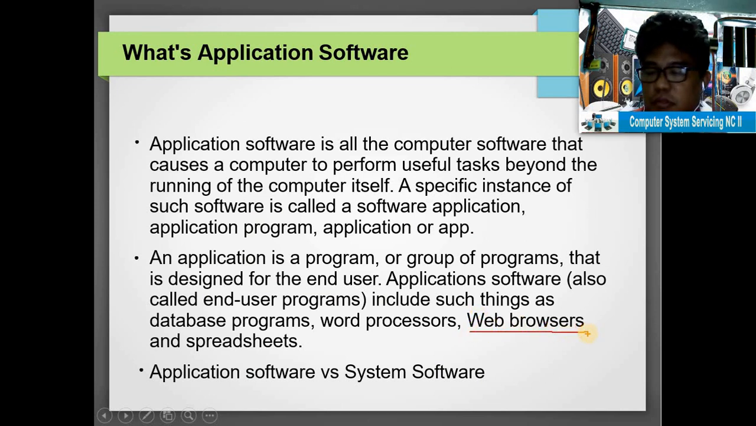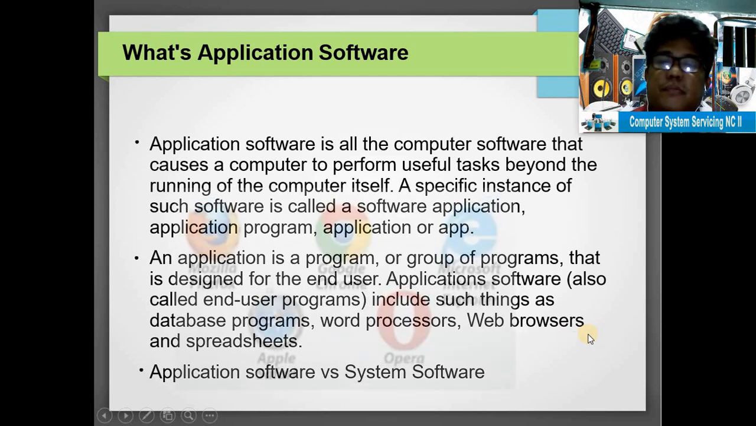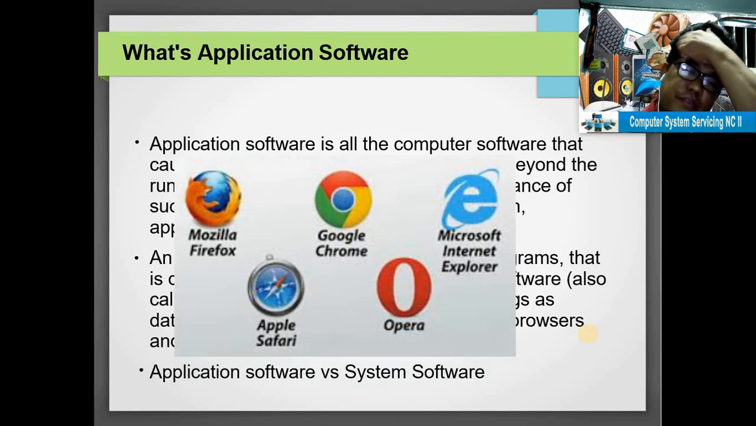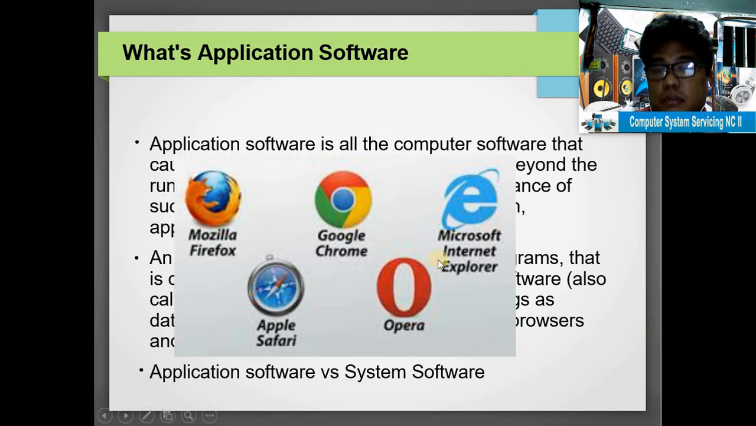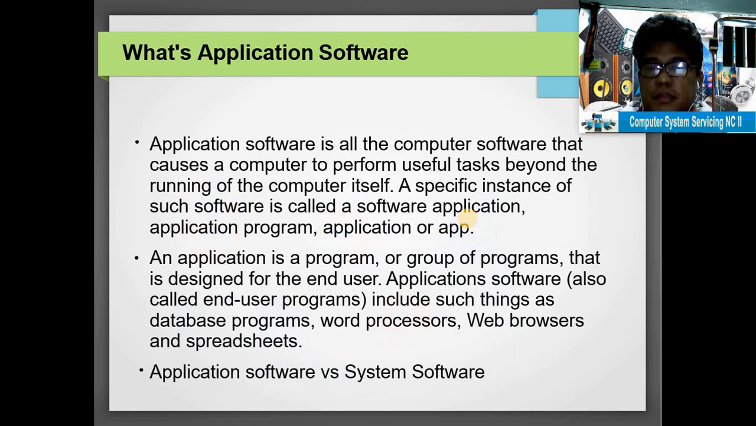So, example po ng web browser, we have Mozilla Firefox, Google Chrome, Apple Safari for Macintosh, Opera for Linux or Macintosh or Windows, and we have Microsoft Internet Explorer, which is wala na. This is obsolete or phased out. Ang bago ngayon is Microsoft Edge na po. Okay? So those are our web browsers.